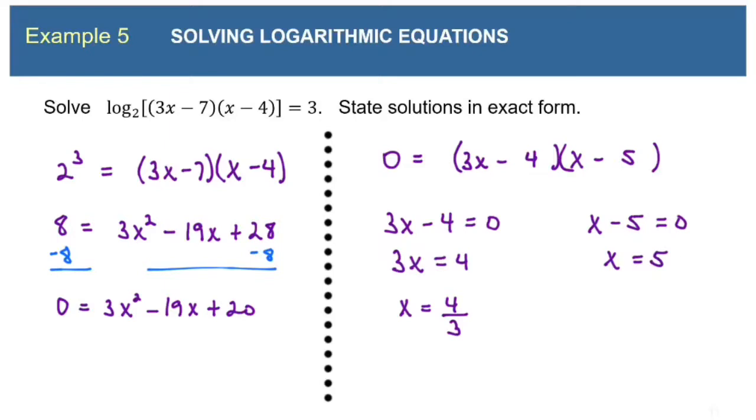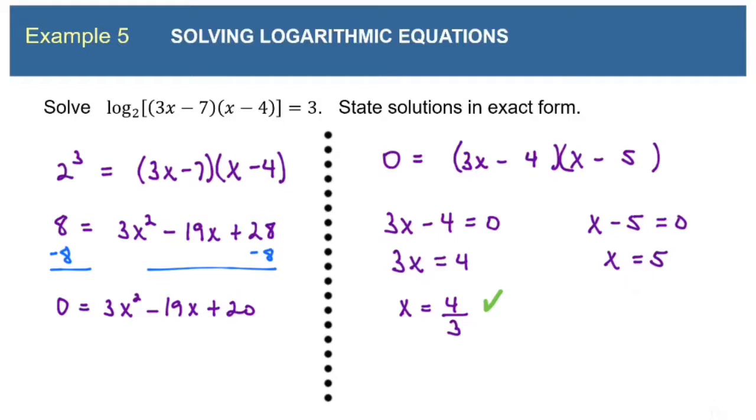Okay, now we need to check and make sure that neither one of these causes the argument here to become negative, the whole argument. So what I'm going to do is plug in 4/3 and see what happens to this whole thing. 3 times 4/3 would be 4. Now 4 minus 7 is a negative number, but 4/3 minus 4 is also a negative number, and a negative times a negative is a positive, so this solution is okay.